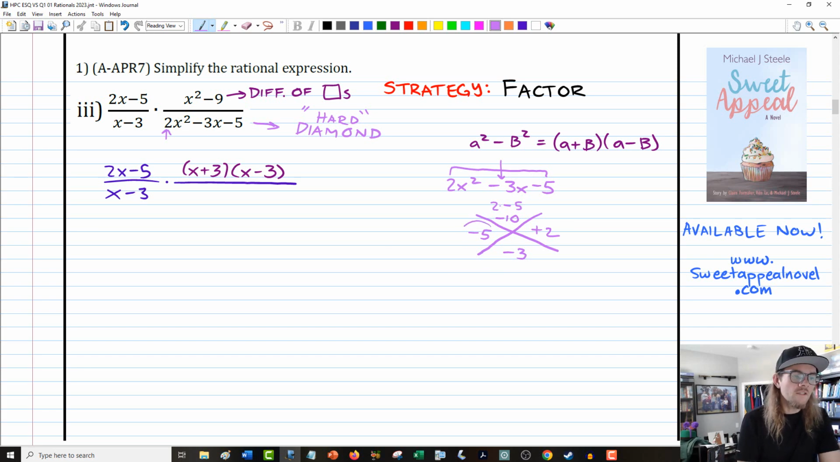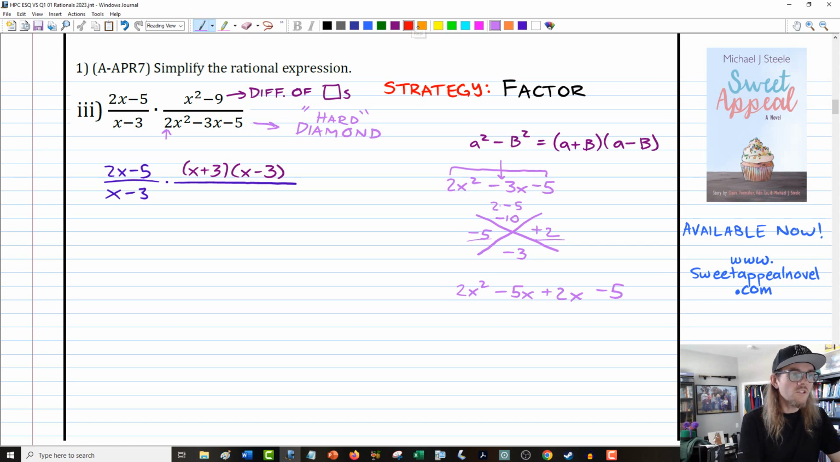For me though, now that I see these two values, that tells me exactly what I can do to break this apart. I just split up the negative 3x into negative 5x plus 2x. So I'm going to rewrite what was 2x squared minus 3x minus 5 as 2x squared minus 5x plus 2x minus 5. And again, as we did when we were finding a common denominator, we're not actually changing the value of anything. We're just changing the way it presents itself to facilitate something like factoring or finding a common denominator on the earlier problems.